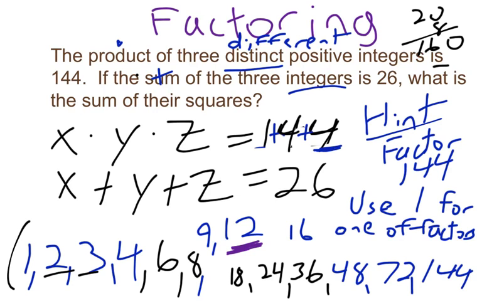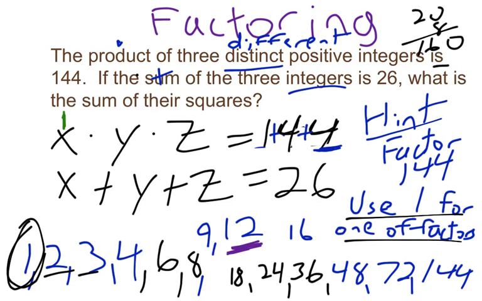Now I'm going to go ahead and use 1. This is my hint. Use 1 for one of the factors. This will save you so much time. So use 1, and now I'm just going to plug in a 1 up here. So 1 times something gives me 144.